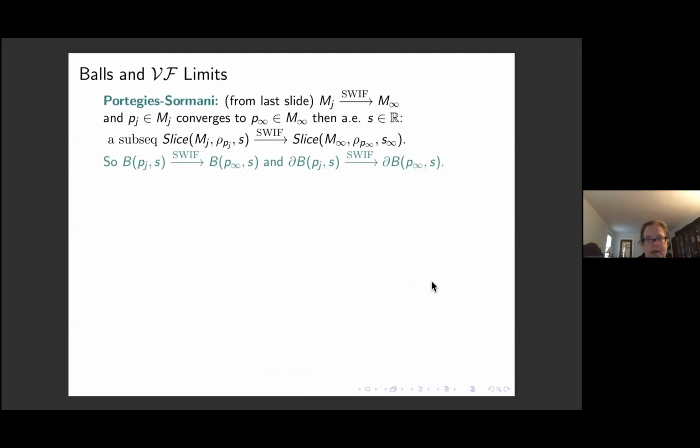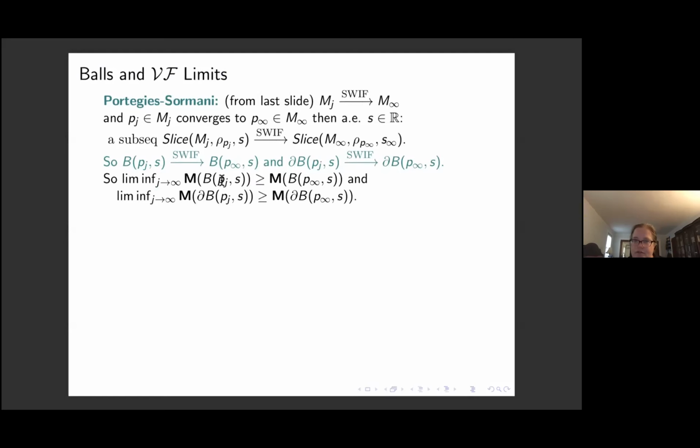So from the last slide, I just copied over this end play about the slices converging and the balls converging. And now I want to talk about volume preserving intrinsic flat limits. This is just intrinsic flat limits without the volume preserving. Volume preserving is going to add more facts and more control.